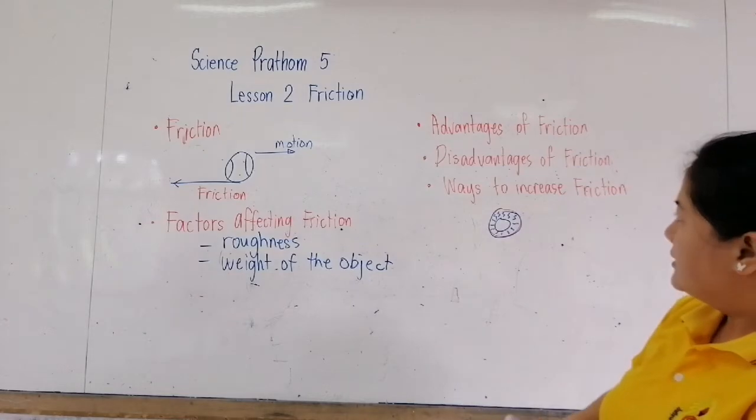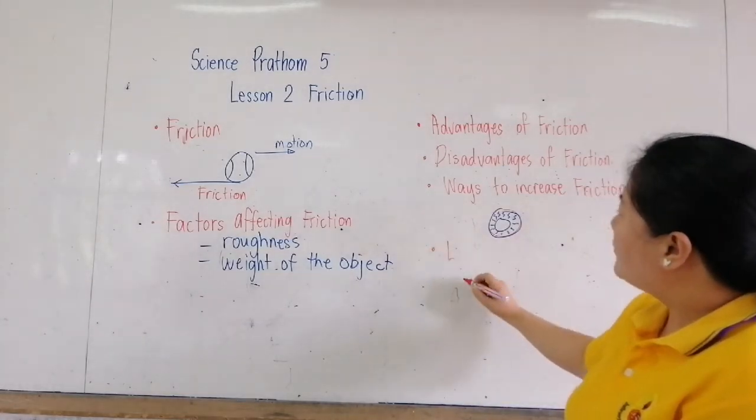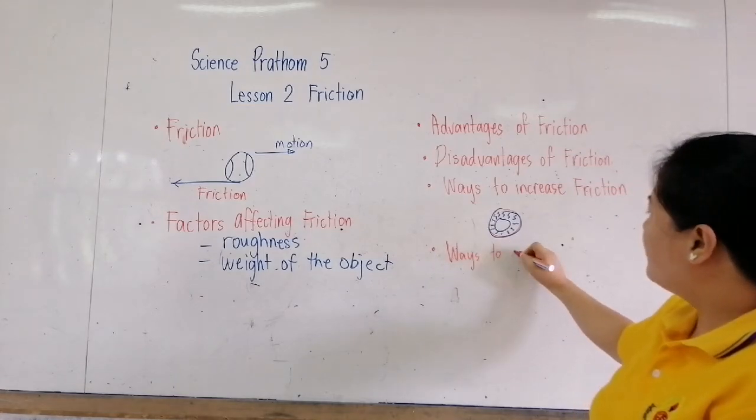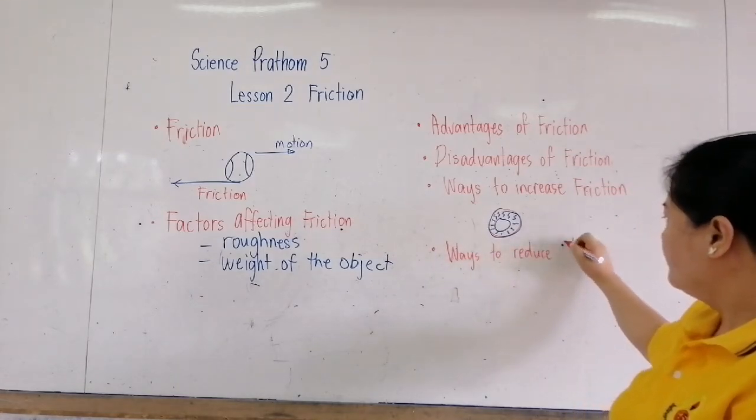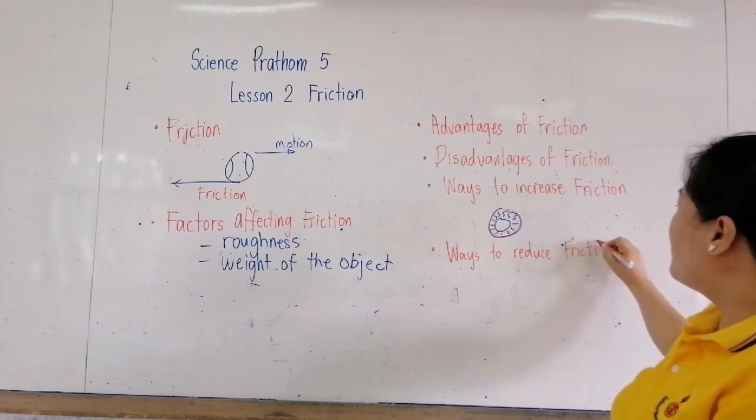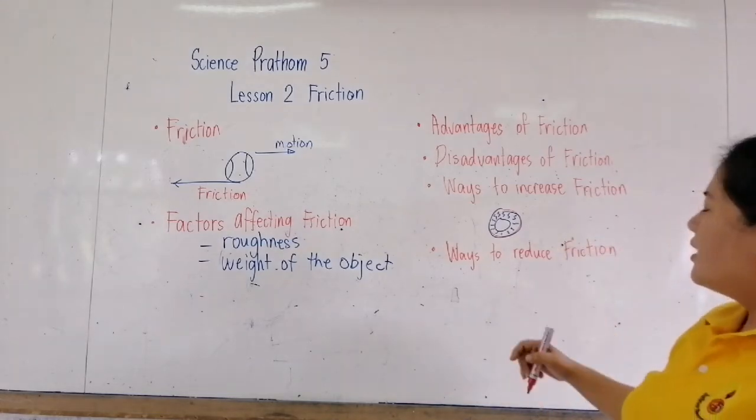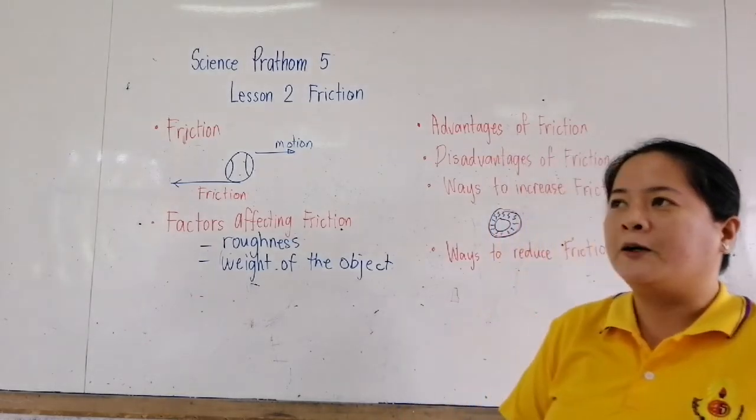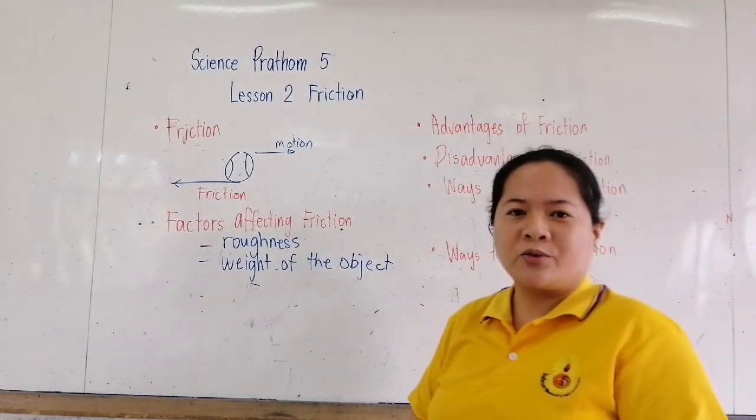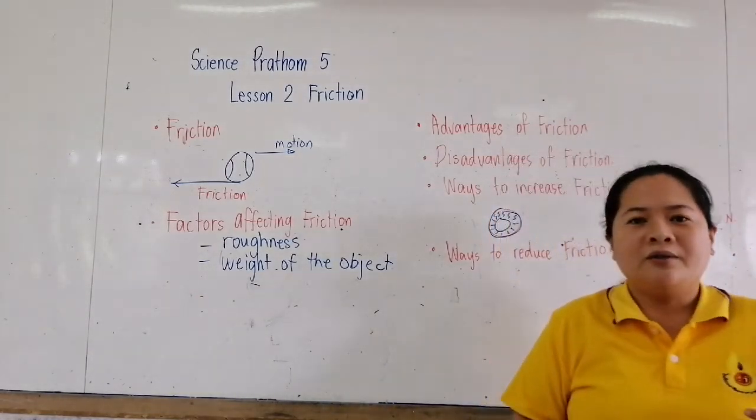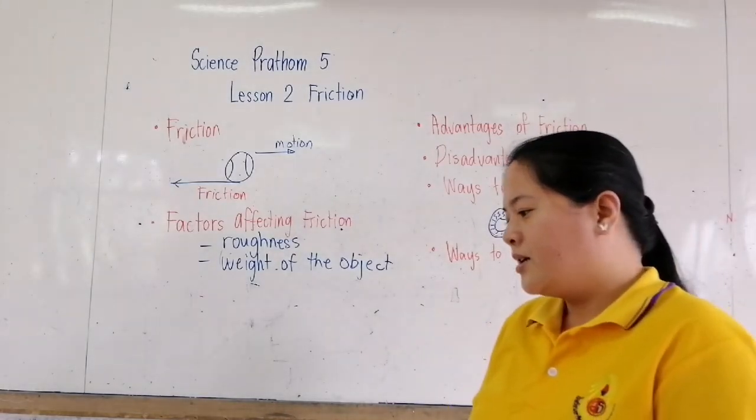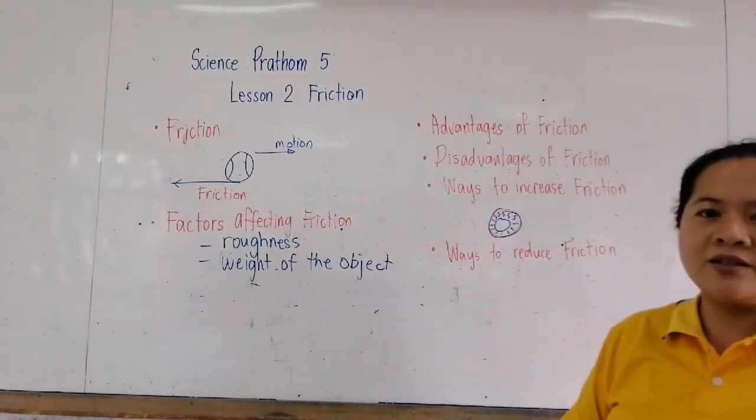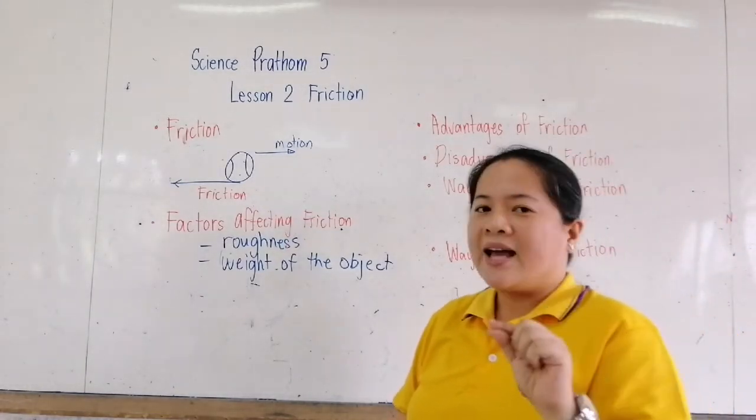And the last thing that you need to know about friction is the ways to reduce friction. Okay. So if you want to reduce friction, you just make surfaces smoother. Okay, for example, you can use lubricant as well. Lubricants reduce friction.